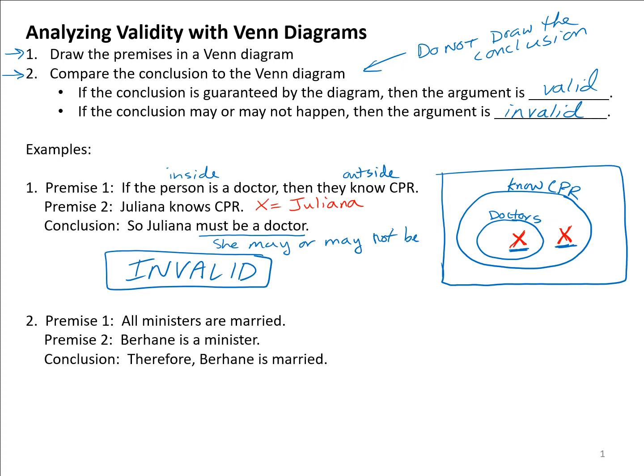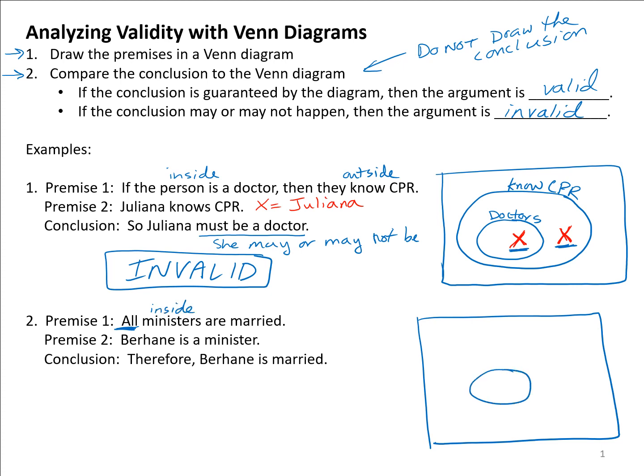All right, let's look at a second argument. Premise 1, all ministers are married. Premise 2, Berhane is a minister. Conclusion, therefore Berhane is married. So let's draw that. All ministers are married. All means we've got one set inside the other. Remember, the inside set is what comes directly after the all. So ministers is the inside set. And then married would be the outside set.